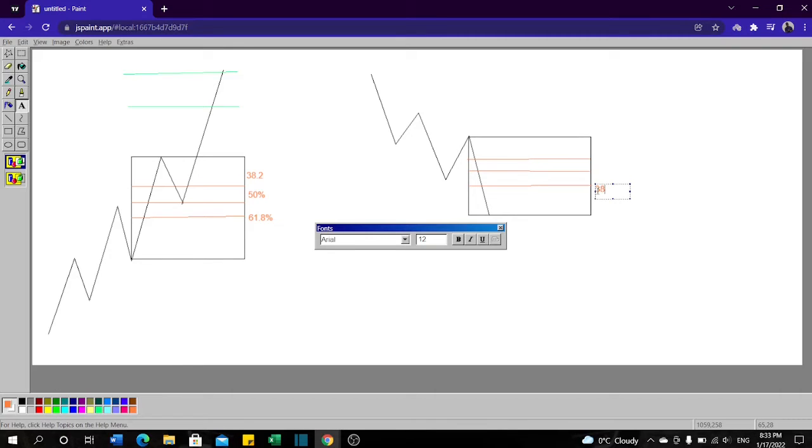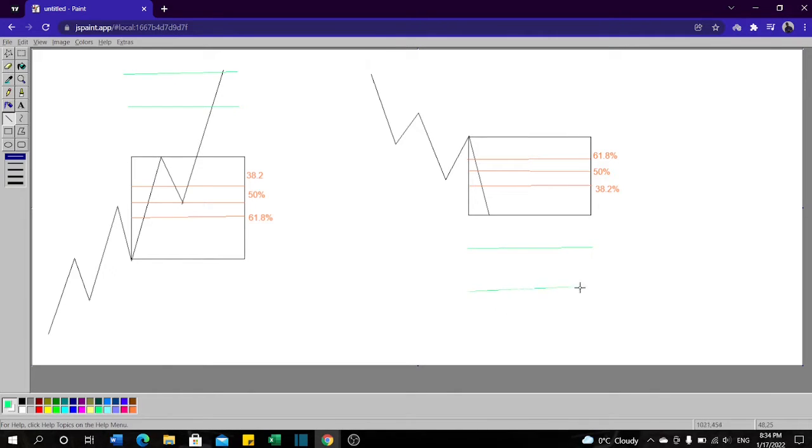This is 38.2. This is our 50% retracement area, and this is our 61.8 retracement area, right? And remember, when you draw Fibonacci, it will indicate areas where price is potentially supposed to come back down on a downtrend. So this can be our first take profit. This can be our second take profit.